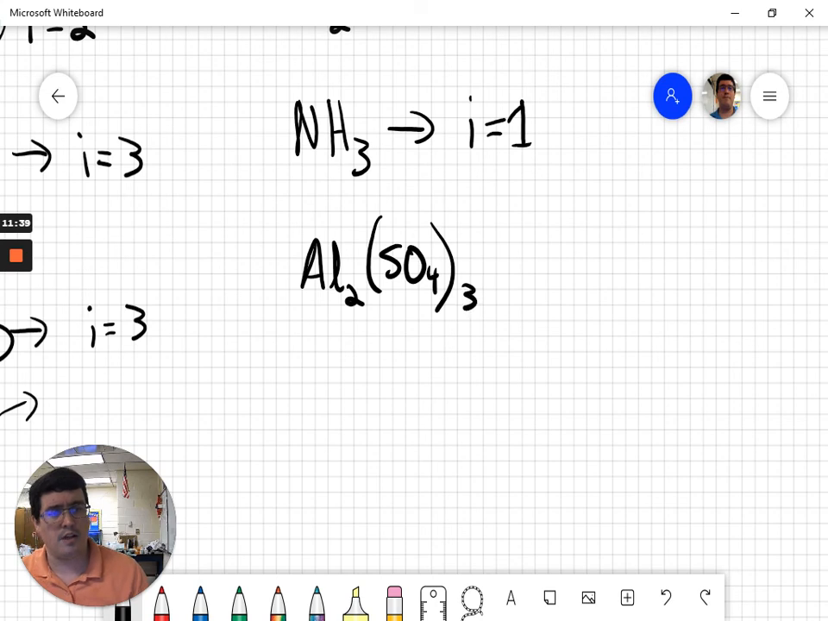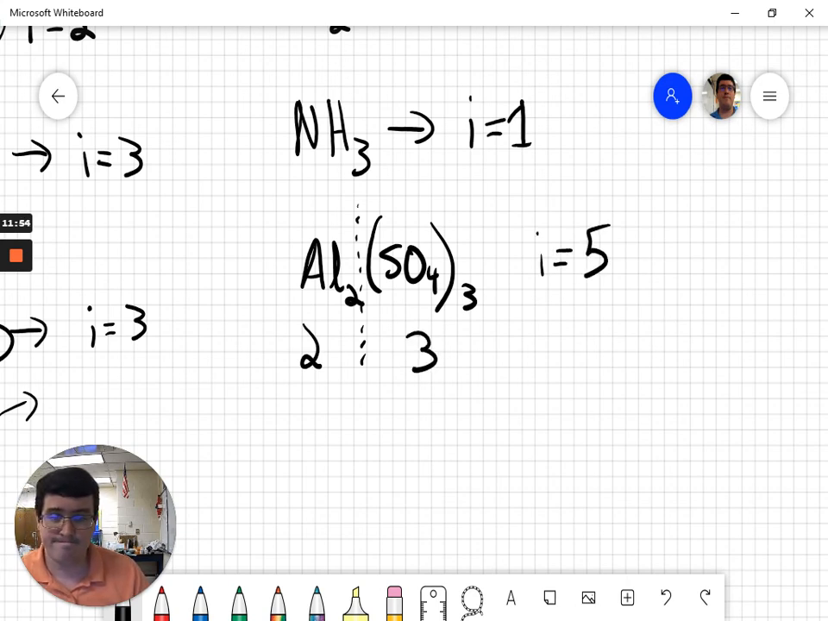Al2(SO4)3. Aluminum sulfate. Pause. Resume. Draw that dotted line down through there. We have 2 aluminums and we have 3 sulfates. This one has an I of 5. Great. The next video will show you how we're going to use these numbers to do math.